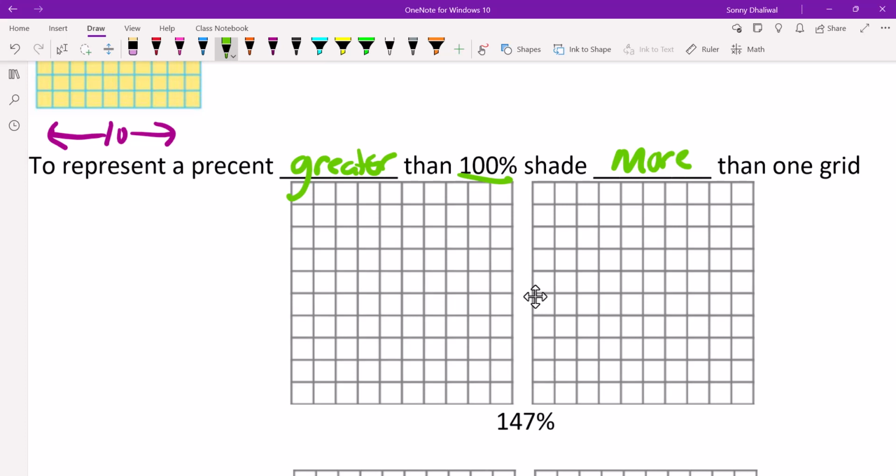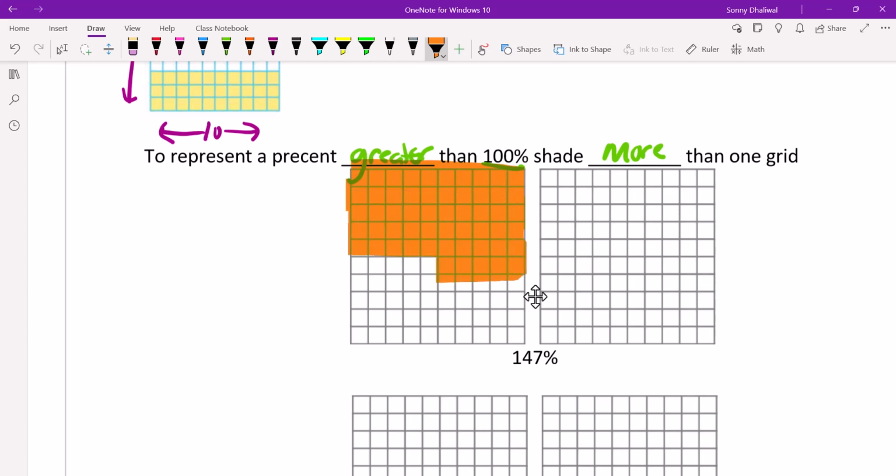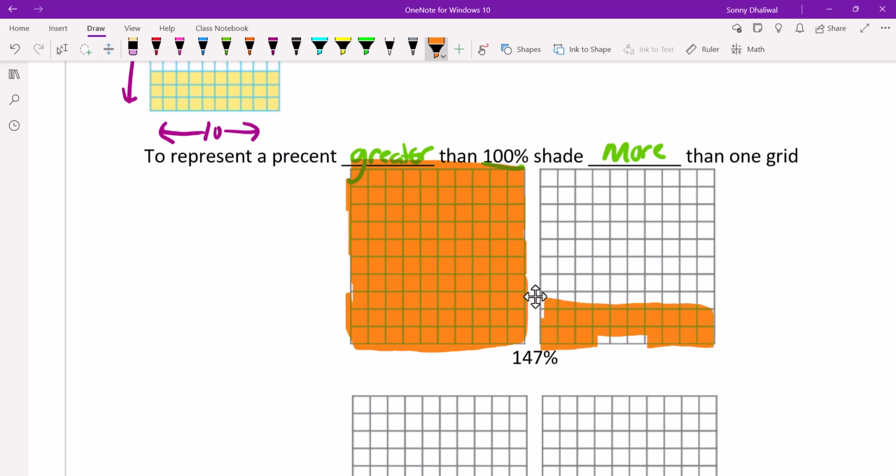So if we have 147%, how many do we shade in the first one? 100. How many do we shade in the second one? 47. That's it. All right, so we're going to shade in 100 in the first one. Ooh, the whole thing. Nice, soothing lesson. We use color. Then we have 47 on the other one.